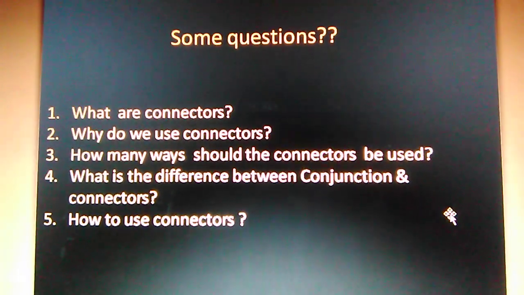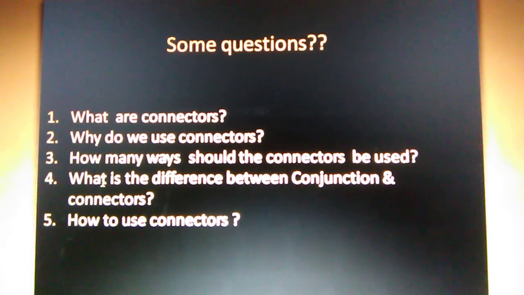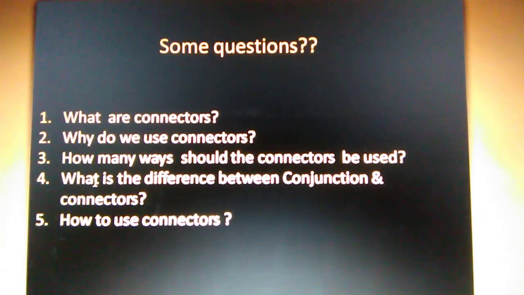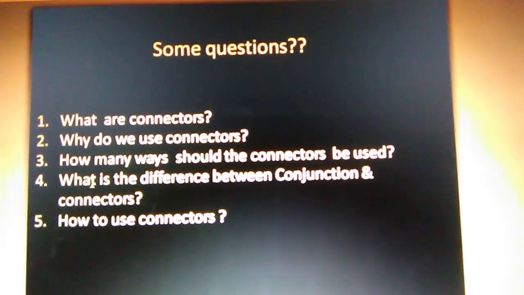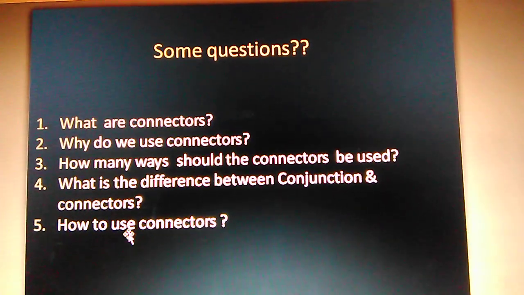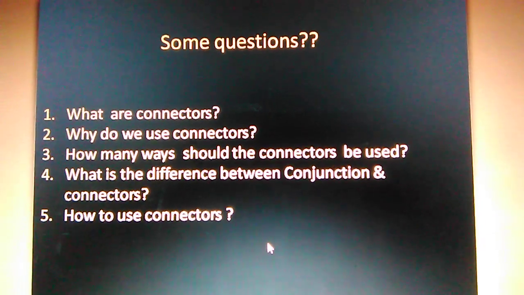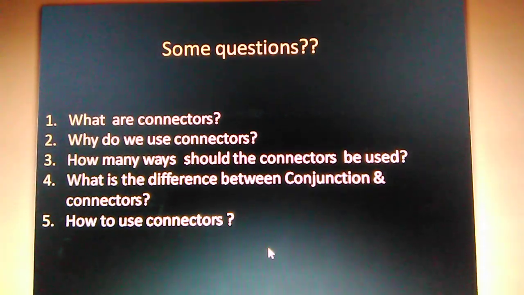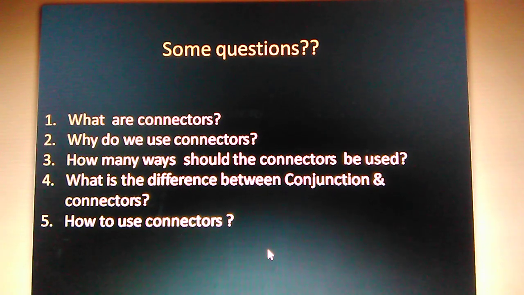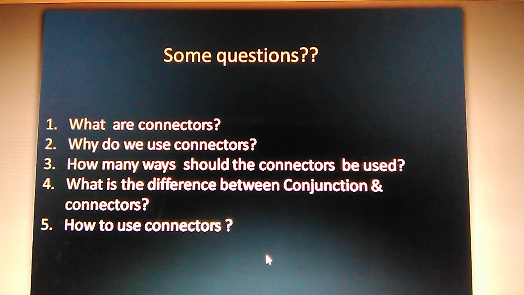What is the difference between the conjunction and the connectors? Conjunction connects two words or phrases, but the connector connects the ideas, two ideas in a paragraph. How to use connectors? I already told that connectors should be used in two ways: once, giving the fill in the blank test, another one, providing the connectors to the student to use in a real situation to connect the ideas.